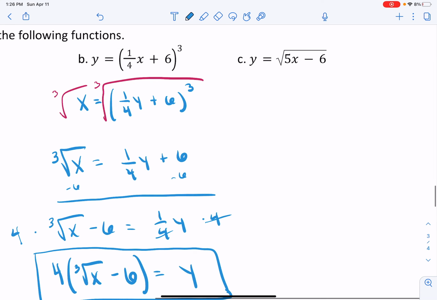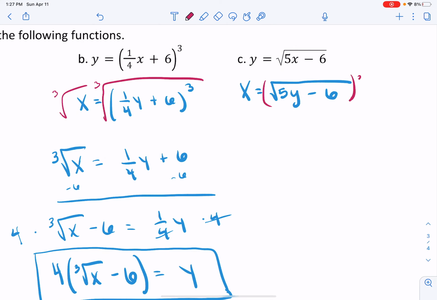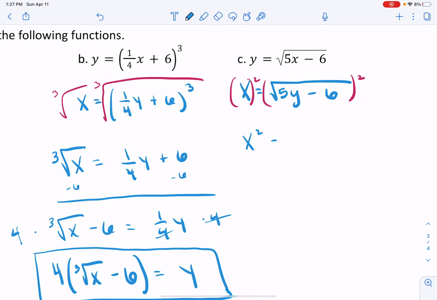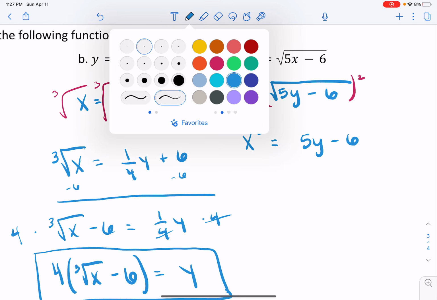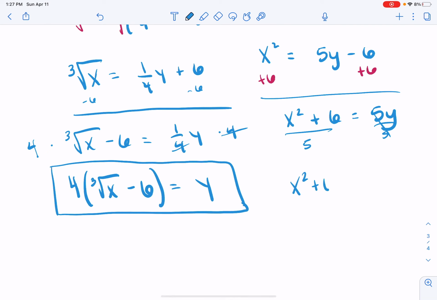Okay, and the last one, let's start with changing up x and y. So we have x equals the square root of 5y minus 6. To get rid of that square root, we need to square both sides. So we're left with x squared equals 5y minus 6. We'll add 6 to both sides. So x squared plus 6 equals 5y. And then we'll divide by 5 to both sides. So x squared plus 6 over 5 is equal to y.